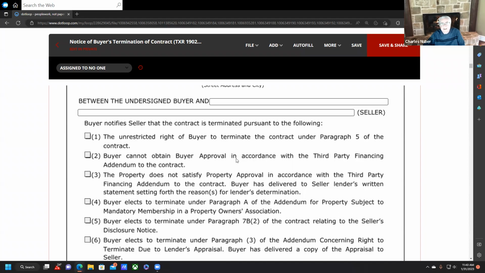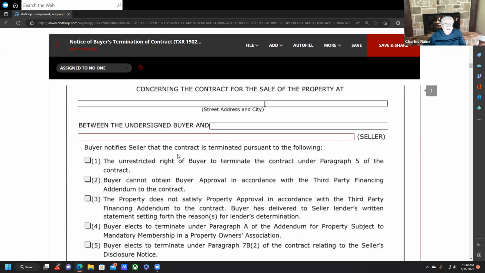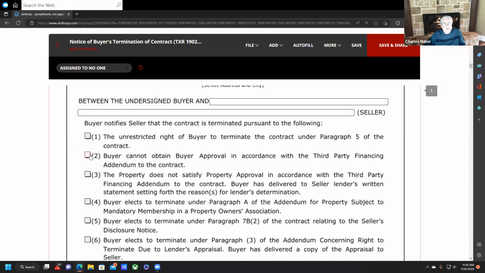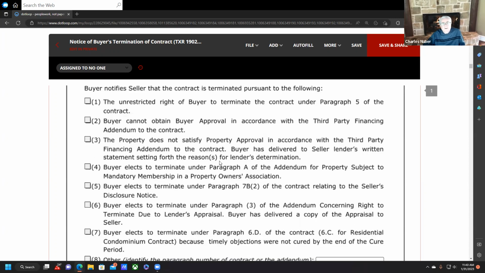So if you put 10 days and you find out on day 7 that the buyer lost his job, well, he's not going to get approved for the loan. So that would be another reason to terminate the contract if they can't come up with the cash to complete the sale. Property does not satisfy property approval in accordance with the third party financing addendum. In other words, there are 2 things that have to be approved. The dwelling would be one, and the buyer would be the other.